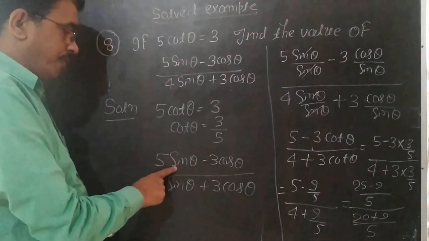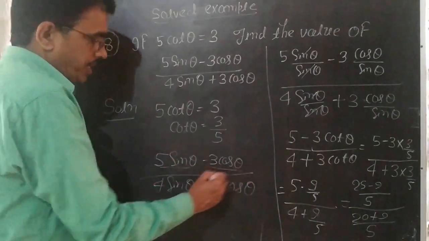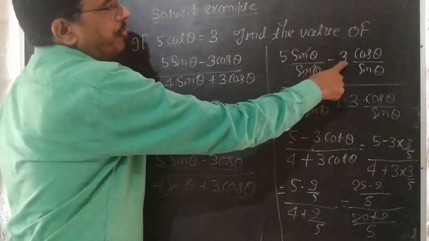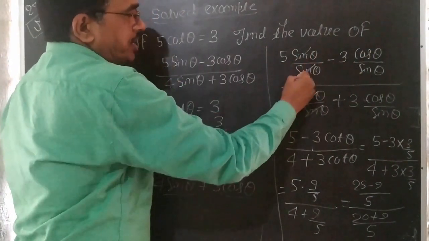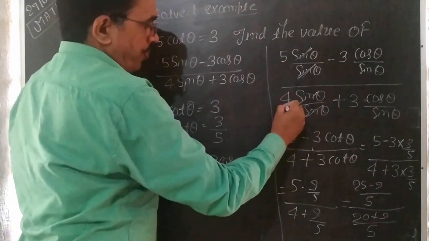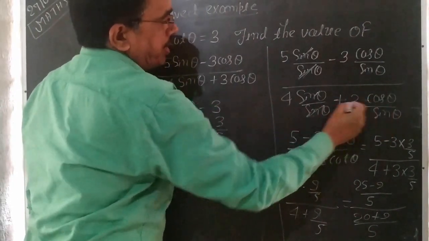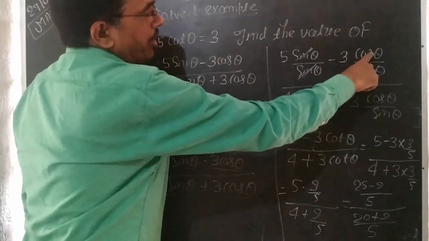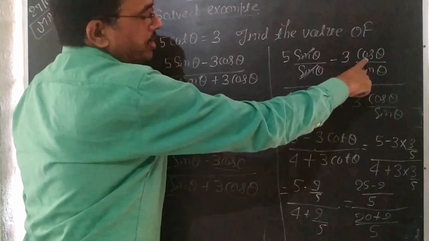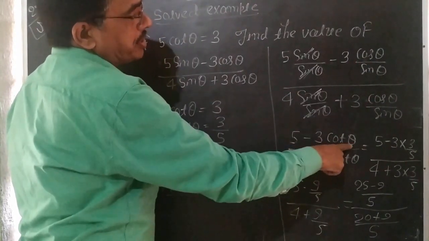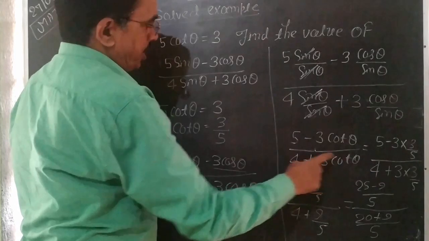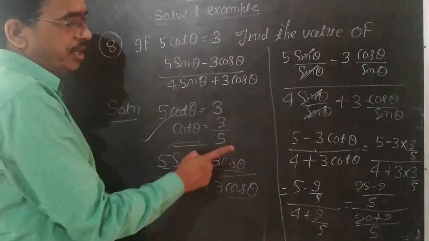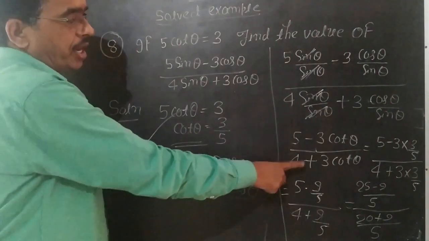What do you get? You divide this term by sine, this term by sine, this term by sine, and this term by sine. So we get 5 sine by sine minus 3 cos by sine. The sine and sine cancel, and 4 sine by sine plus 3 cos by sine. So the sine and sine cancel. So here you get 5 minus 3, and cos by sine is an identity, that is cot. So 5 minus 3 cot theta, and 4 plus 3 cot theta. And the value of cot theta is given.